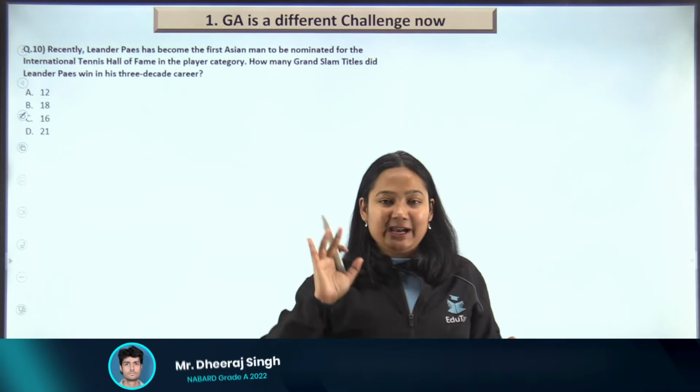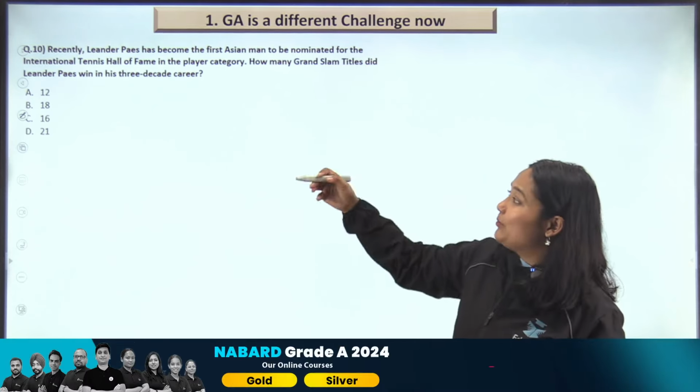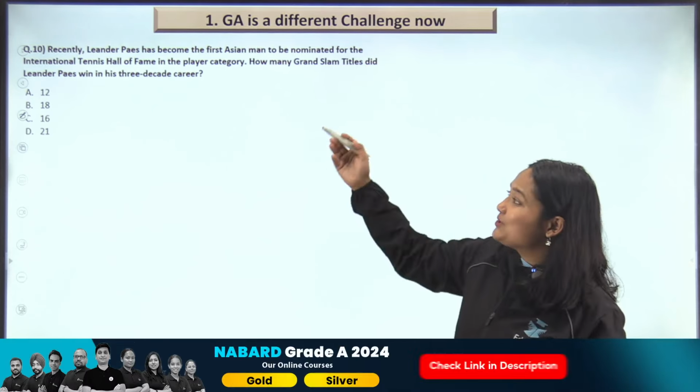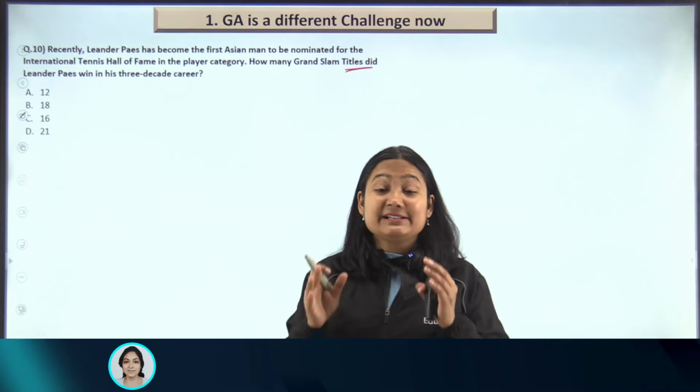They have asked: Leander Paes became the first Asian... Okay, this was from 2023. Even if we heard this, we would ask which game he is related to, and that kind of information. What was the question? You can see they have asked about their title. So again, GA does not mean banking awareness anymore.